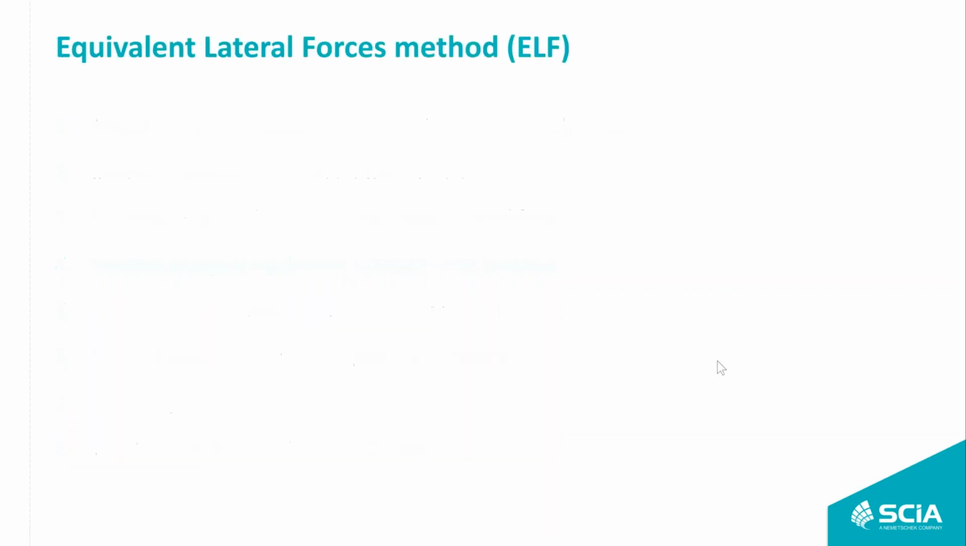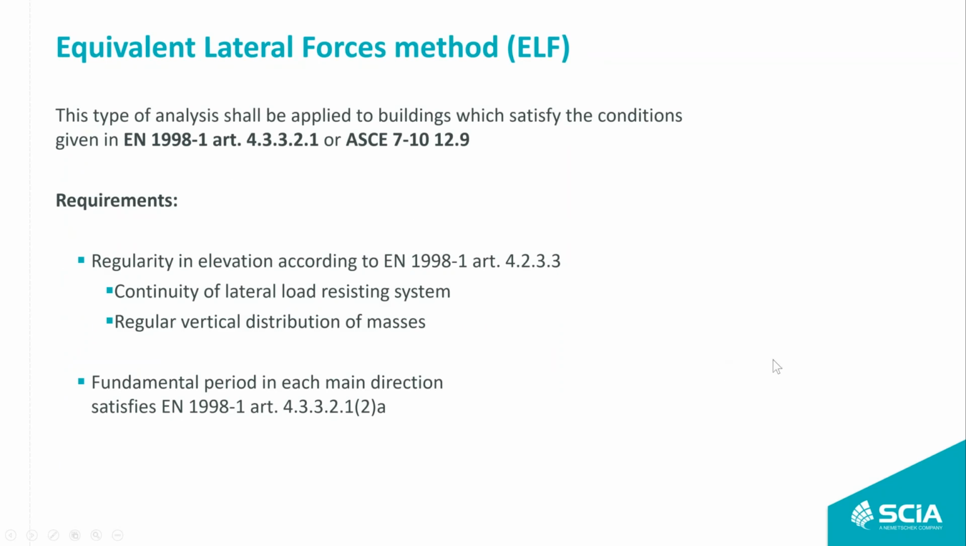So quick introduction on this. Well, you're familiar with the equivalent lateral force method. That's obviously the most well-known method for that type of calculation with engineers. Requirements from the code: the structure must be regular in elevation, obviously, which means continuity of lateral load resisting system and the regular distribution of masses in the vertical direction. And also, there is a condition in the Eurocode that says that the fundamental period must satisfy certain criteria. Okay, I'm not going to go into detail there.